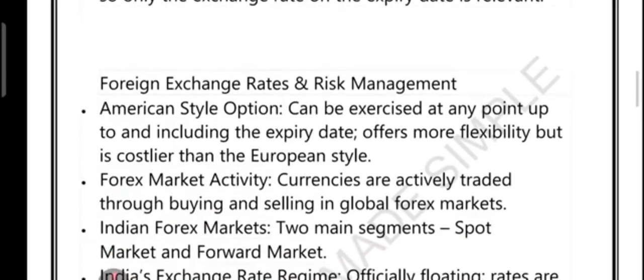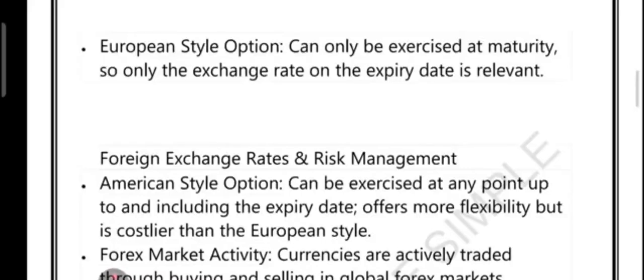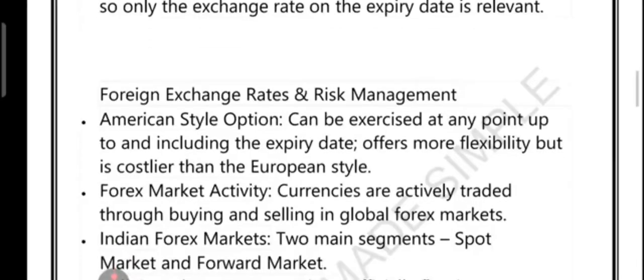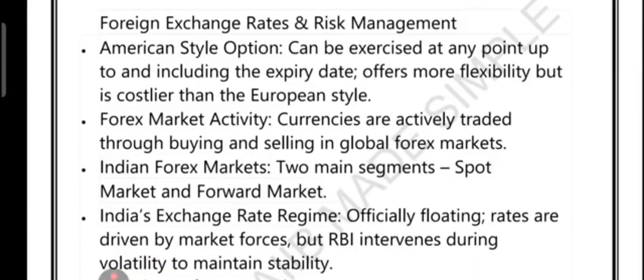Now friends, let's switch our focus to the next point, that is the American style option and the European style option. What happens in the European? It can only be exercised at maturity. So the exchange rate on the expiry date is relevant. While in the case of the American style option, what happens? It is more flexible. It can be exercised at any time, right? Up to and including the expiry date. So it offers more flexibility.